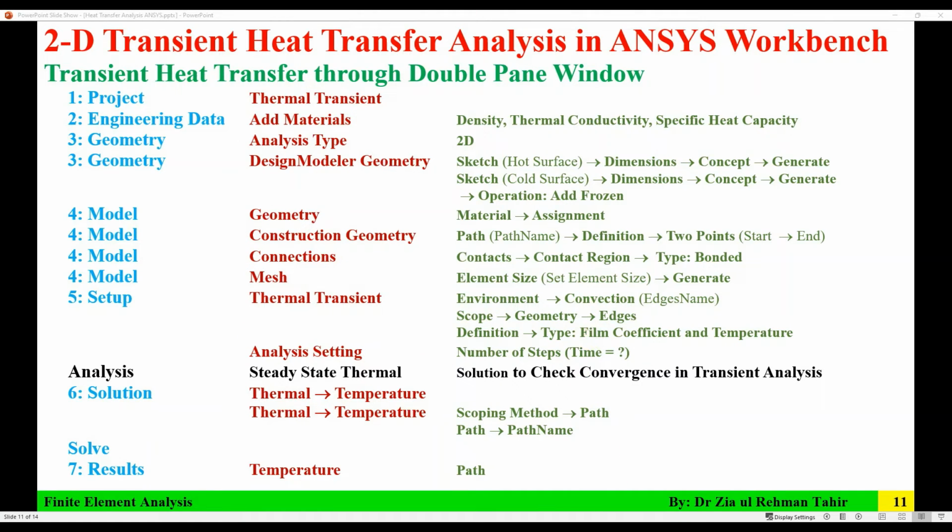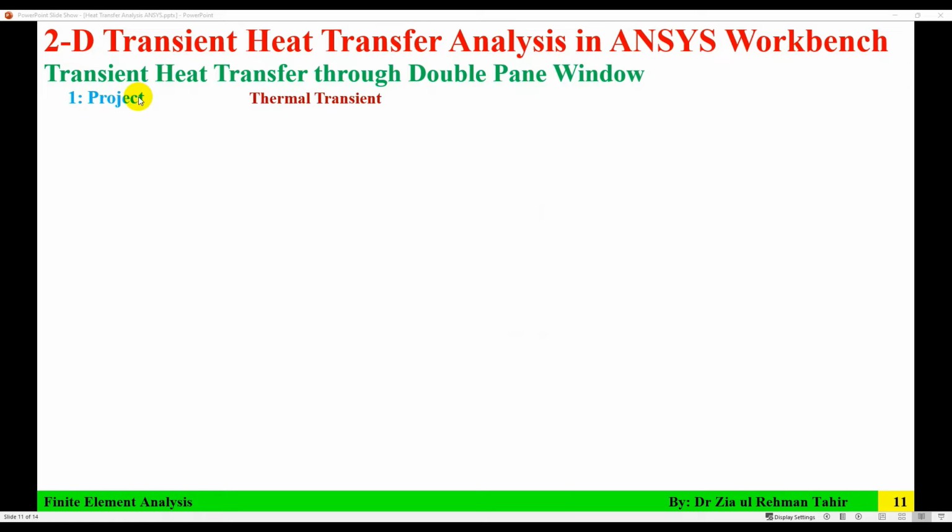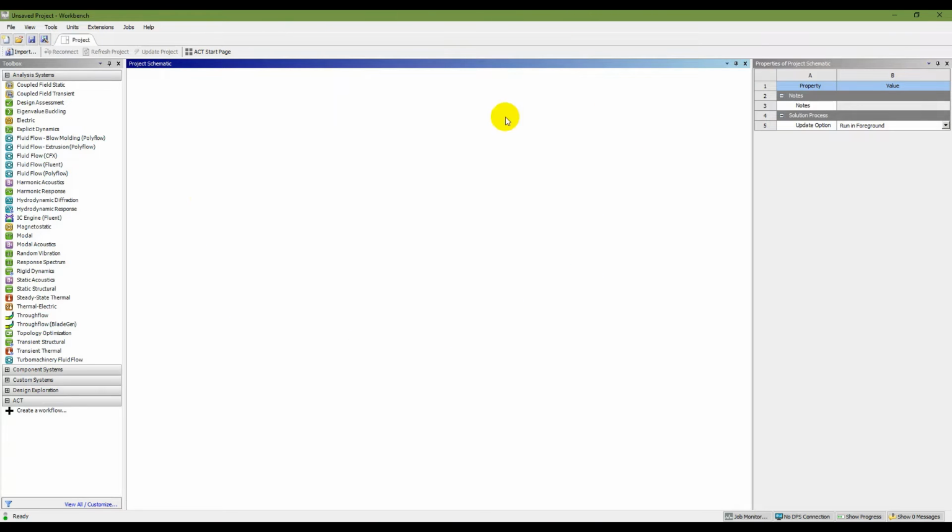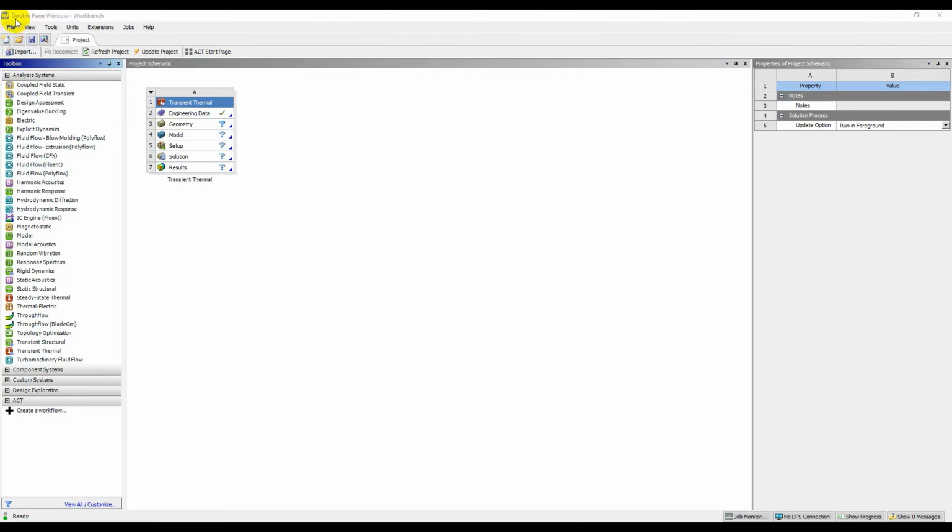In ANSYS Workbench, the first step is to start a project, and that is a thermal transient. So that is Workbench, and here analysis systems. In analysis systems, that is transient thermal. If I double click on that, you'll see that is a transient thermal, and then there are 7 steps here as I described before: 1, 2, engineering data, geometry, model, setup, solution, and then results. So I'm going to save it somewhere in my computer. I have saved that as double pane window in my computer.